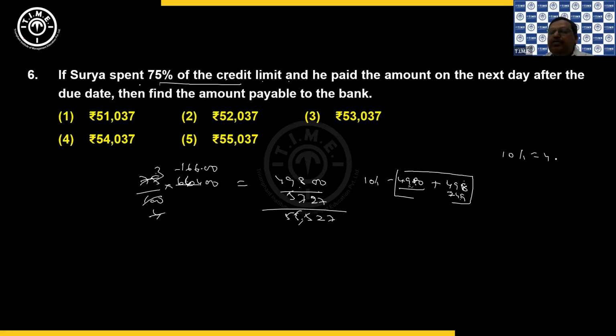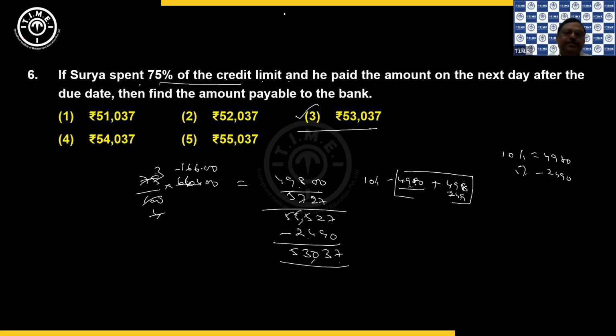10% will be 4,980. 5% will be half of that, 2,490. You will get 2,490 as cashback. You have to subtract: 37, 25, 30, 53,037 you have to pay finally.